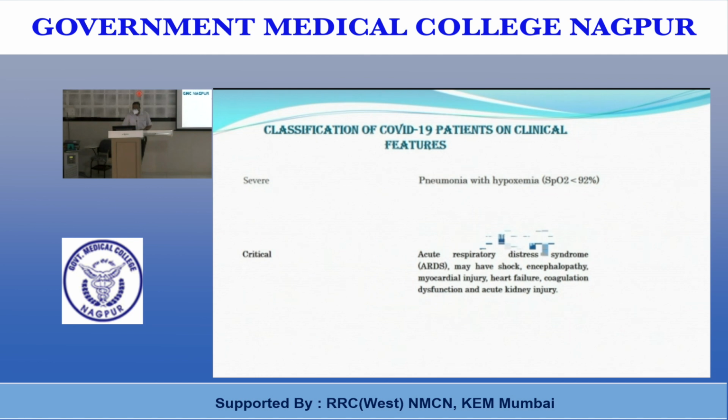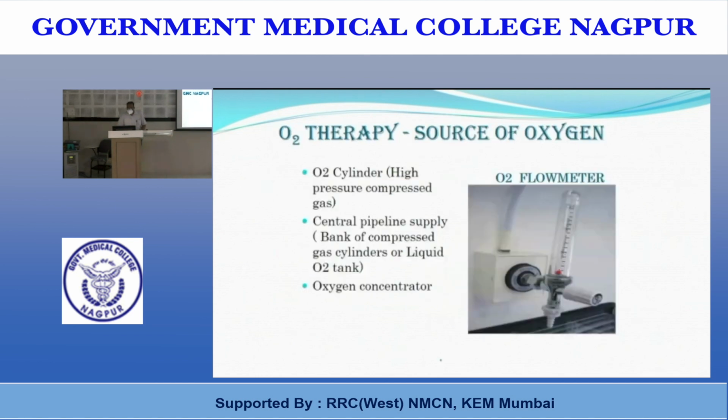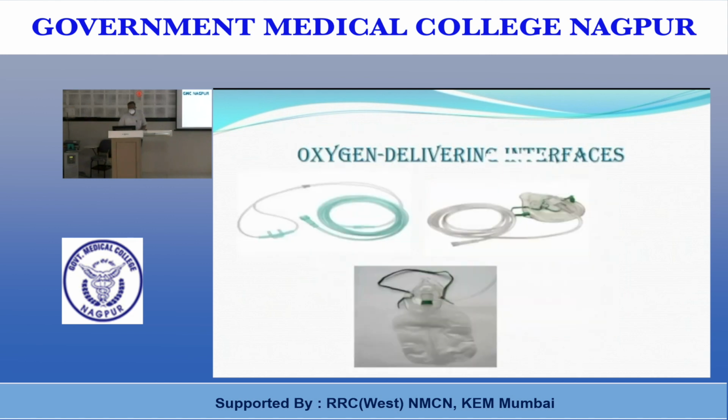So oxygen therapy: this is the oxygen flow meter, and the source of oxygen is the oxygen cylinder which contains high pressure gas. The oxygen comes through the central pipeline supply from the liquid oxygen tank or the manifold of the gas cylinders, and there is the oxygen concentrator. So these are the interfaces to deliver the oxygen.